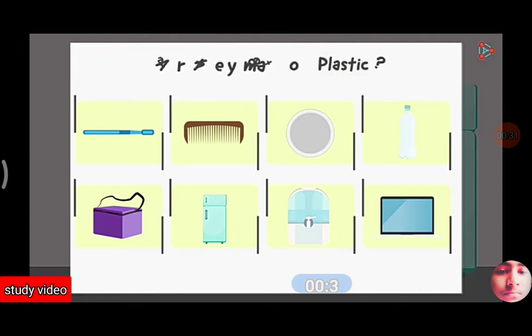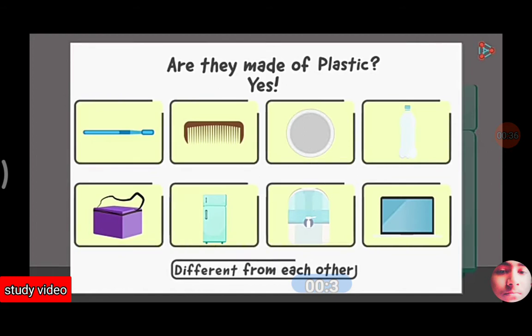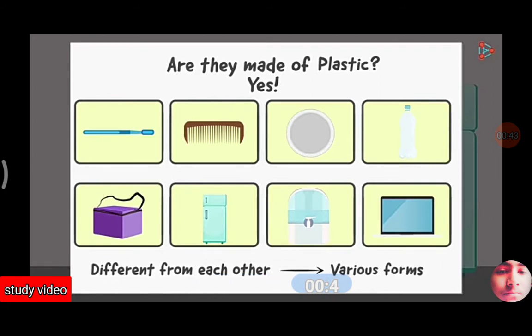So, are all these articles made up of plastic? Yes, but they are quite different from each other. So, how is that possible? Well, it is possible because plastic itself comes in various forms. What do we mean by this?